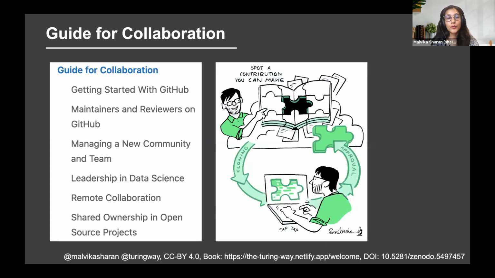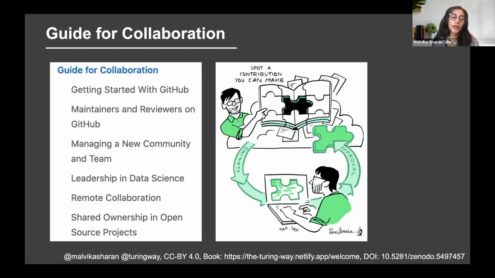We also have a guide for collaboration. We think that collaboration is actually quite a complex thing. It just doesn't happen by itself. So you need to be intentional when you're planning your collaboration. So we do talk a lot about GitHub or Git-based collaboration, but we also talk about how you can manage or build in your community within your project, what kind of leadership we see in data science. Because of all the knowledge that we have accumulated in the last 1.5 years around remote collaboration, we've also written a lot around what tools exist, how you can chair a meeting, how you can organize a conference, and so on.